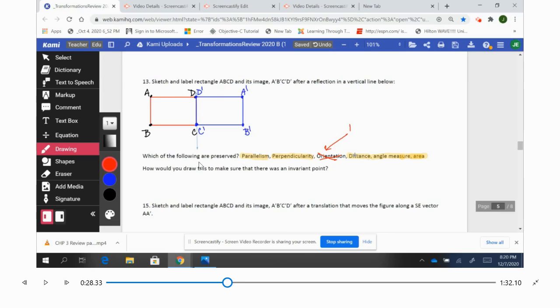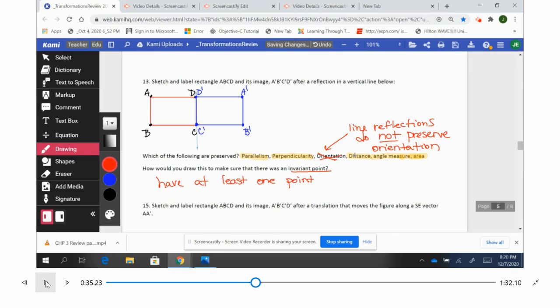Okay. Let's see, properties that were preserved. Parallelism, perpendicularity, they're always preserved unless we perform a stretch, which we won't. Line reflections do not preserve orientation. The rigid motions or isometries do preserve distance, angle measure, and area. So these are the properties that we'll study.